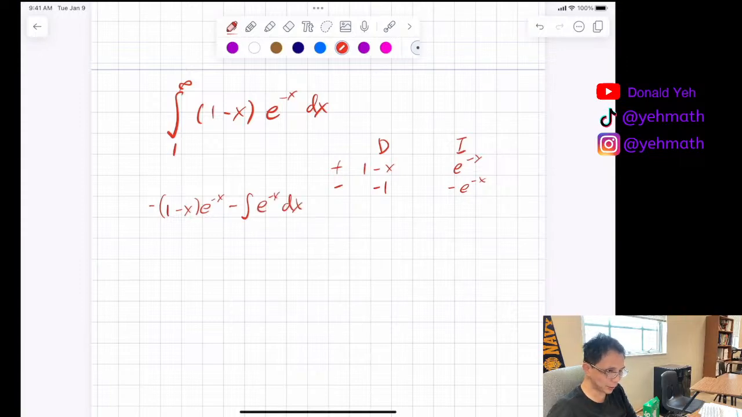Now, I don't worry about the boundary at this moment. I just worry about taking the integral, because I'm going to plug in the limits later.